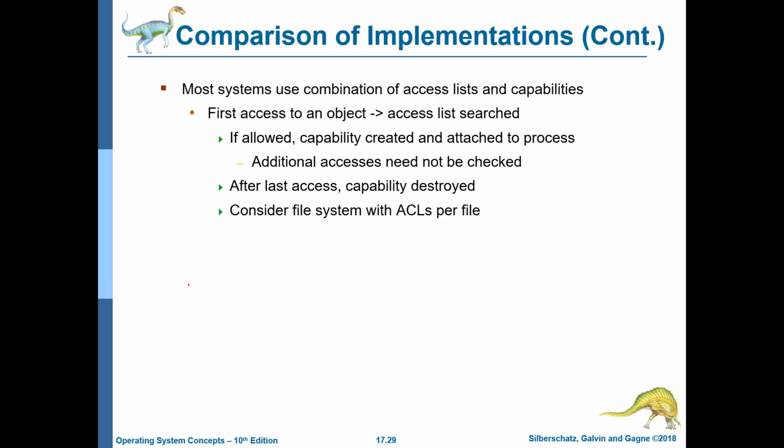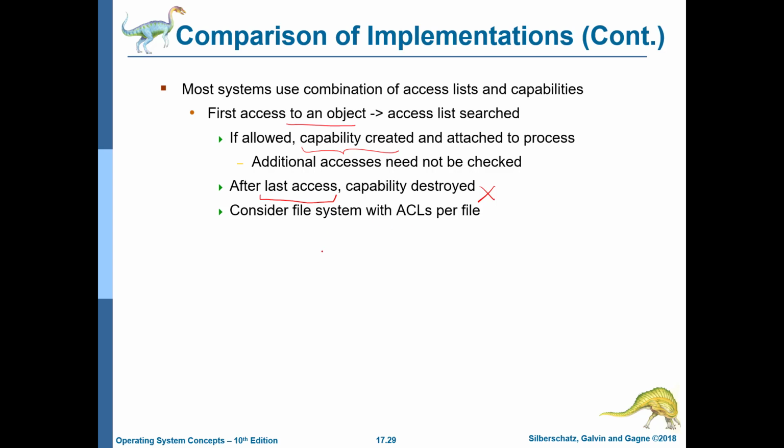So many systems, or I would say most systems, use a combination of both approaches, an access list and a capability list. First, you access an object and search its access list. If allowed, then a capability is created, which is a dynamic data structure. It is created and attached to the process such that for subsequent accesses, nothing needs to be checked. After the last access, or while terminating the process, the capability is destroyed.